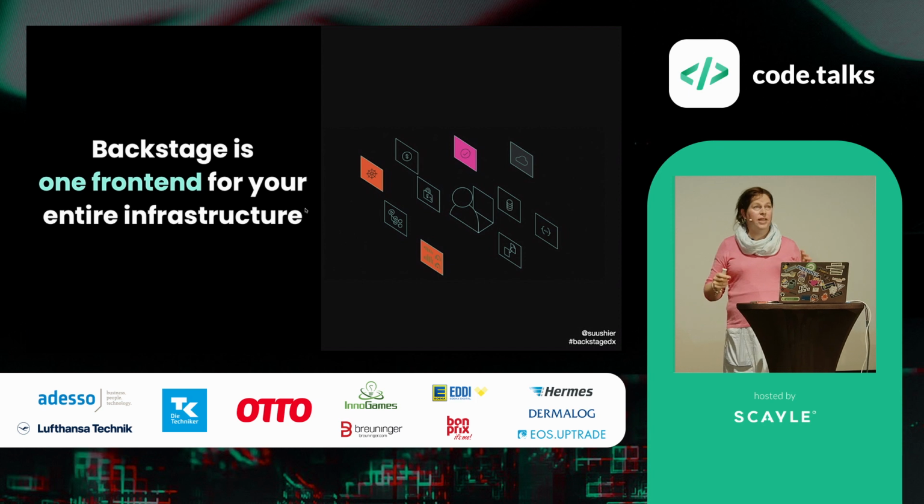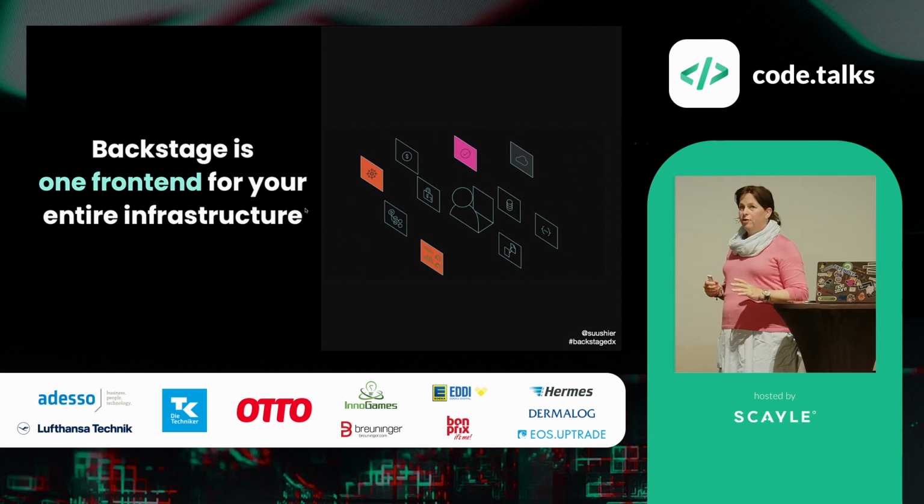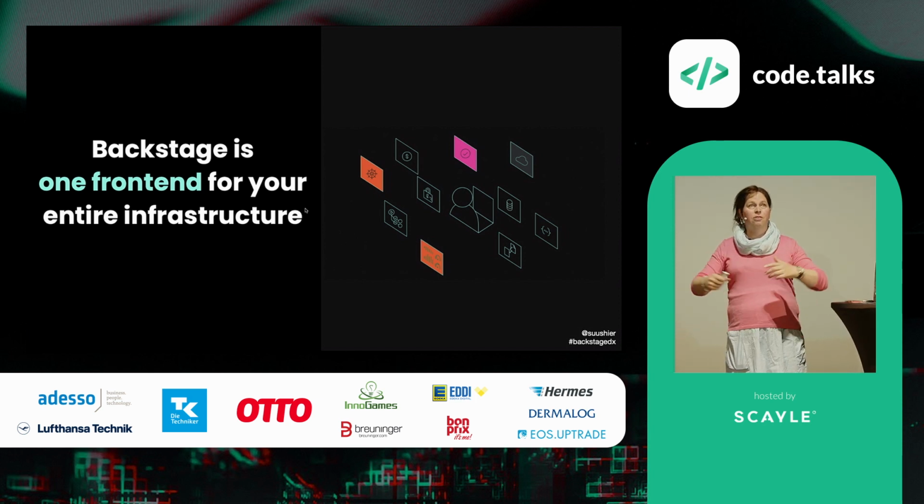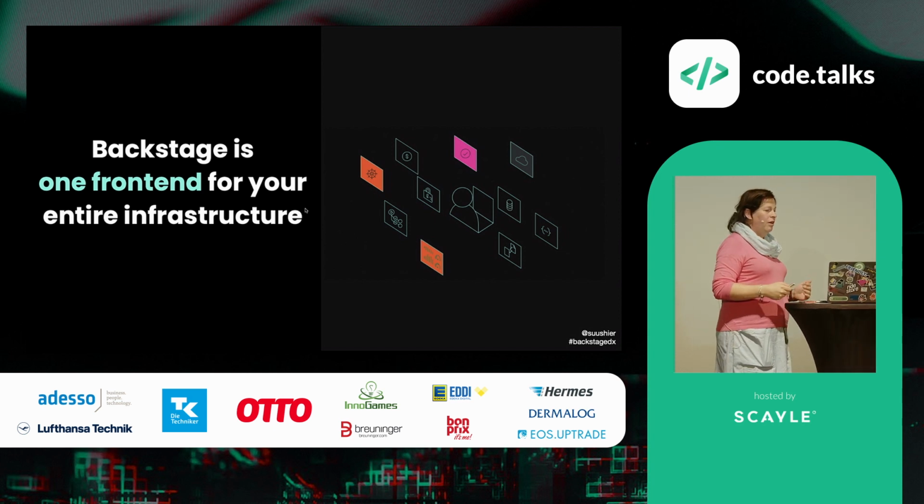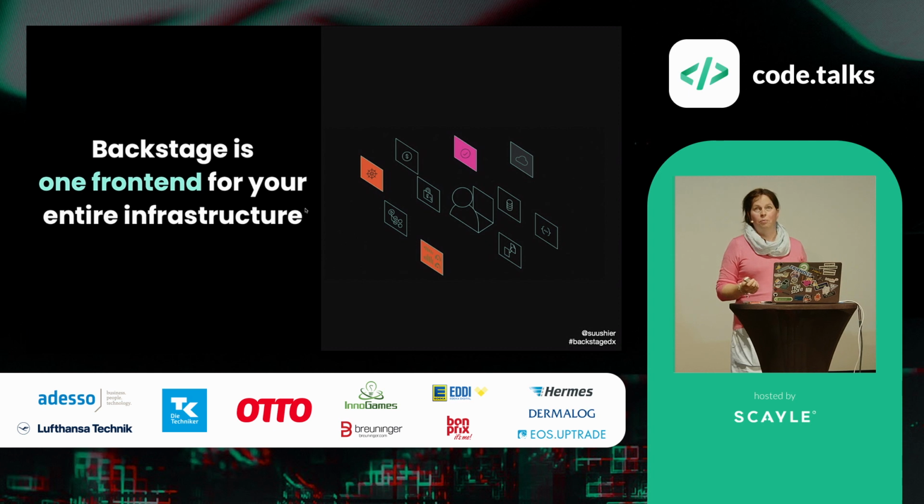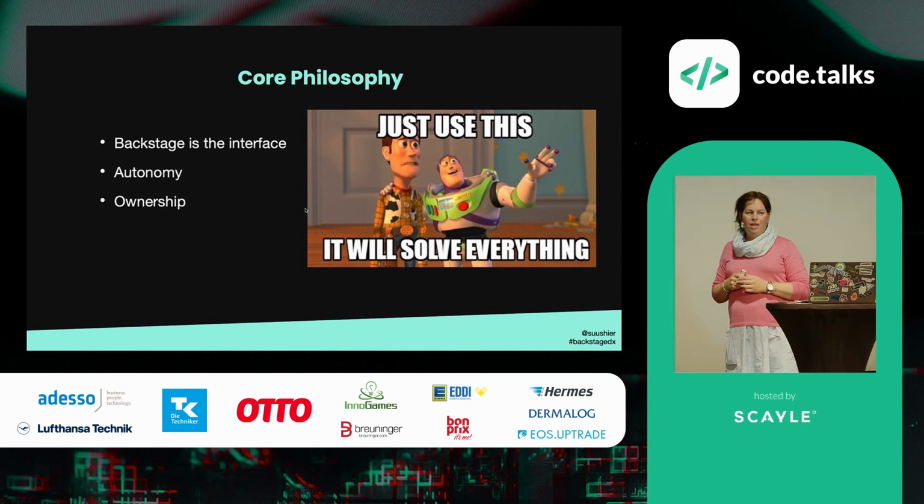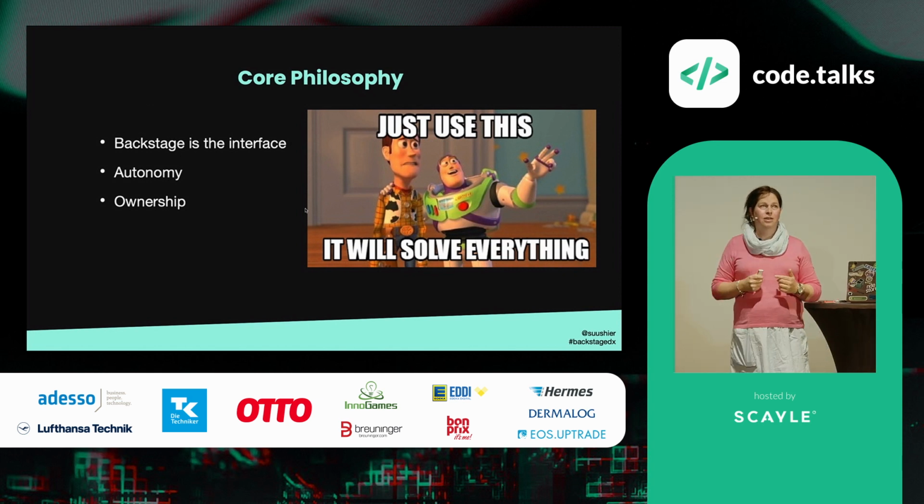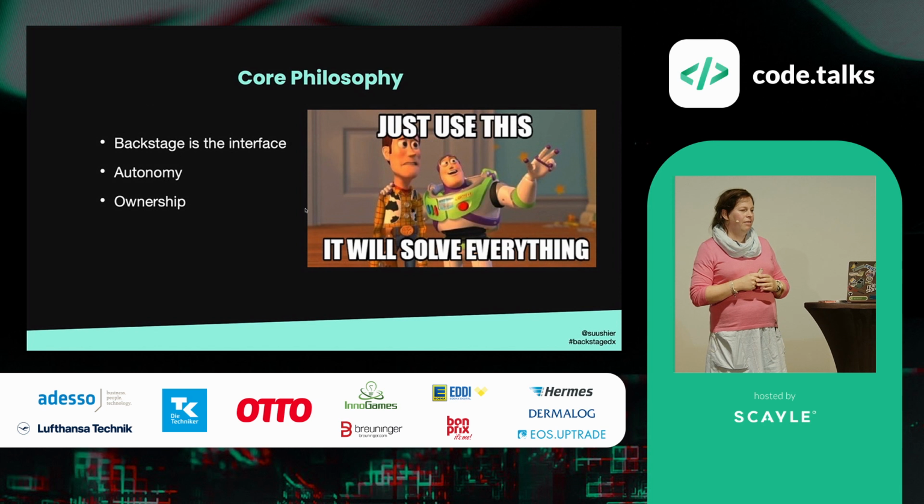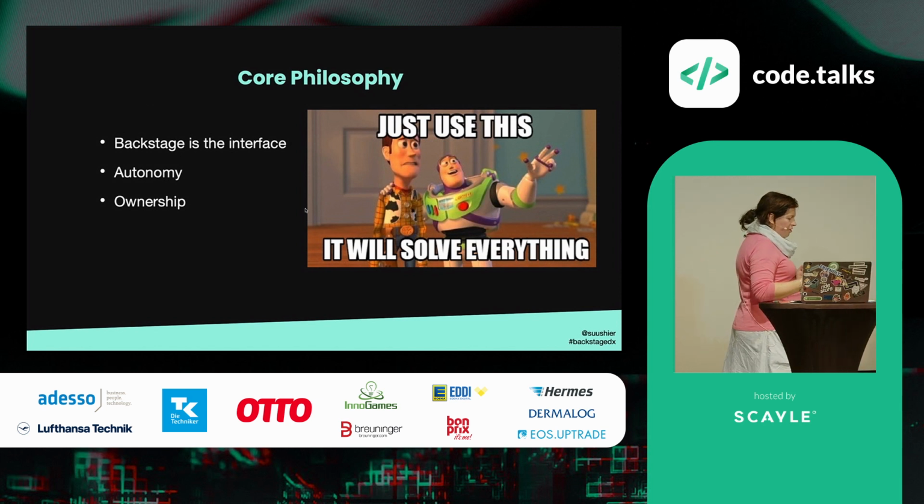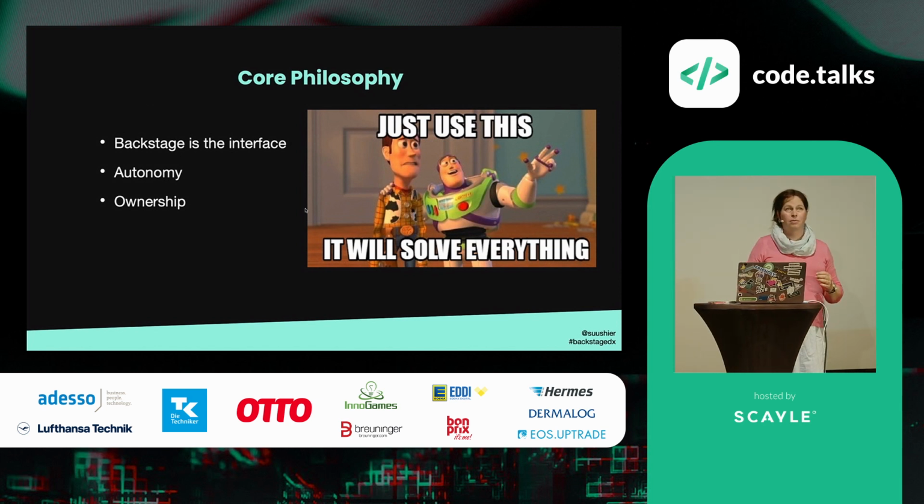So to summarize, Backstage is one front end for your infrastructure. It's not there to replace your tooling, it's a layer on top of it. It is there to be that single pane of glass for all your single sources of truth. It is an interface, important. It really has autonomy at its core: people who build stuff should be able to own the stuff.